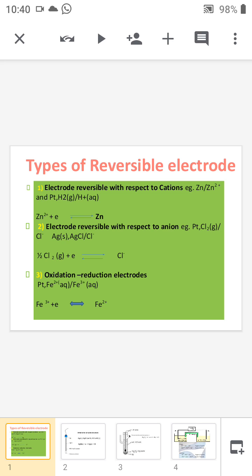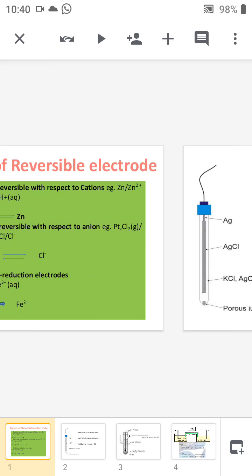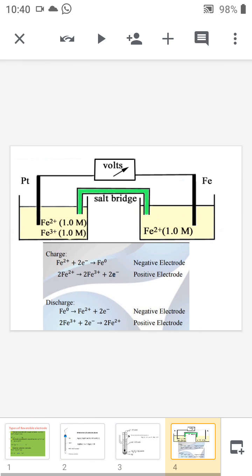Then how can we construct the cell using this half cell electrode? That means the oxidation reduction electrode is only a half cell. Then how can we construct a cell using this redox electrode? This is the simple representation of the cell using the redox electrode. Here we can see that, as in the normal case of a cell, we have two half cells. The first one is the redox electrode, that is a mixture containing Fe2+ and Fe3+ ions, and a platinum wire is immersed in the solution.